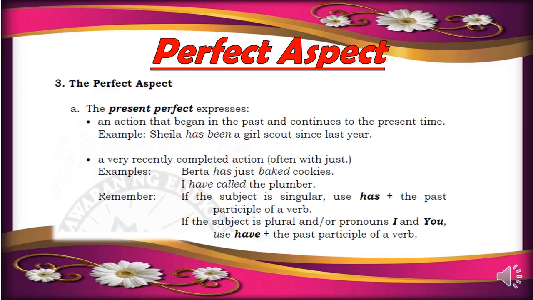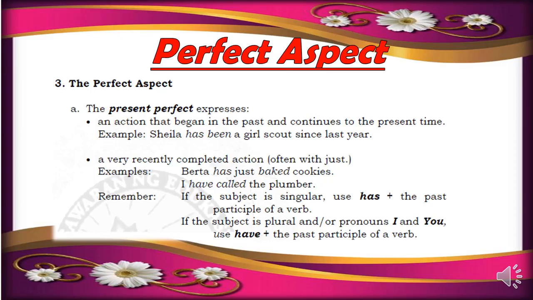Next, we have the perfect aspect. The perfect aspect has also the present, the past, and the future. So present perfect expresses an action that began in the past and continues to the present time. Example, Sheila has been a Girl Scout since last year.